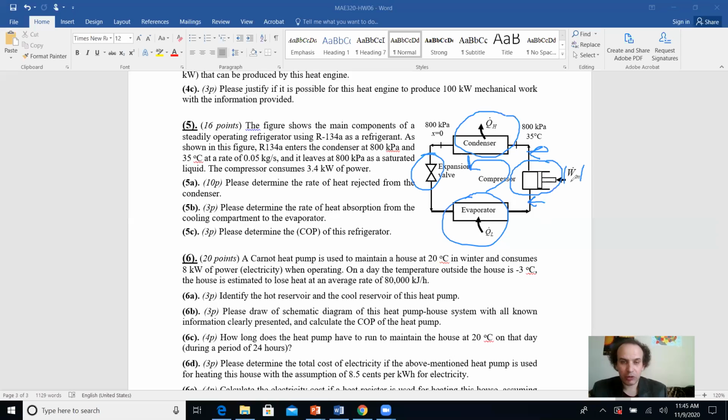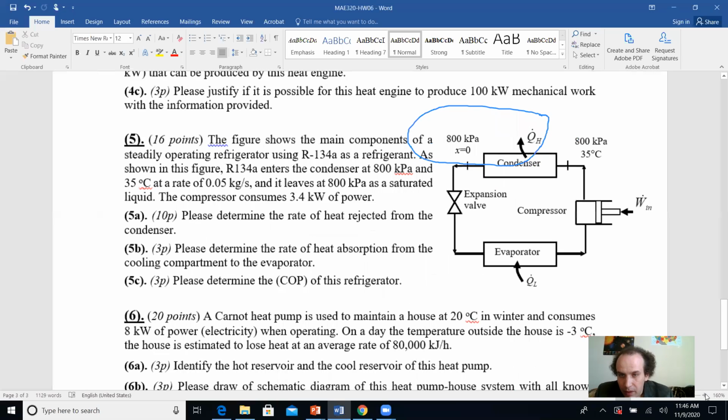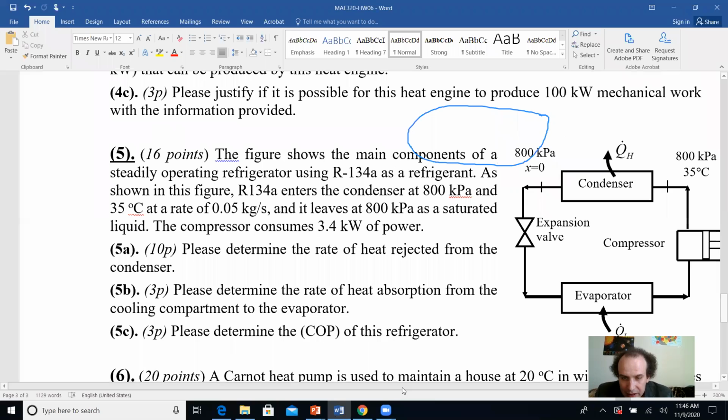So let's look at this problem. What is stated here? It's stated that Freon enters the condenser at 800 kilopascals and at exit x is equal to 0, which means that it will condense. So basically, what happened here? You consider two problems. One problem, consider the condenser only. So you zoom your problem, right? What does it mean that you zoom your problem? You consider it like this, right?